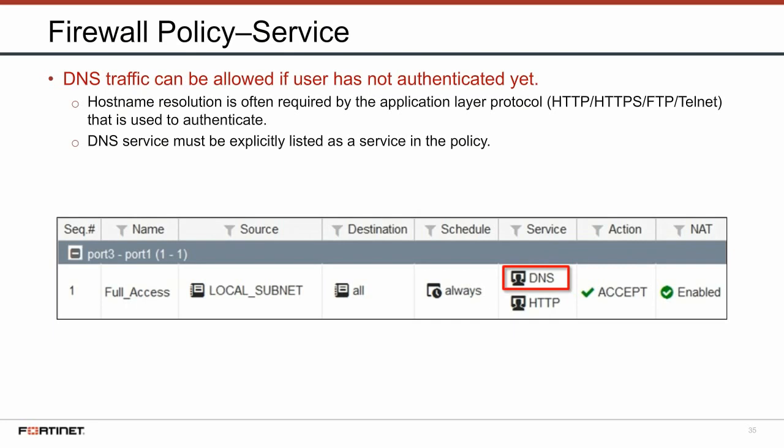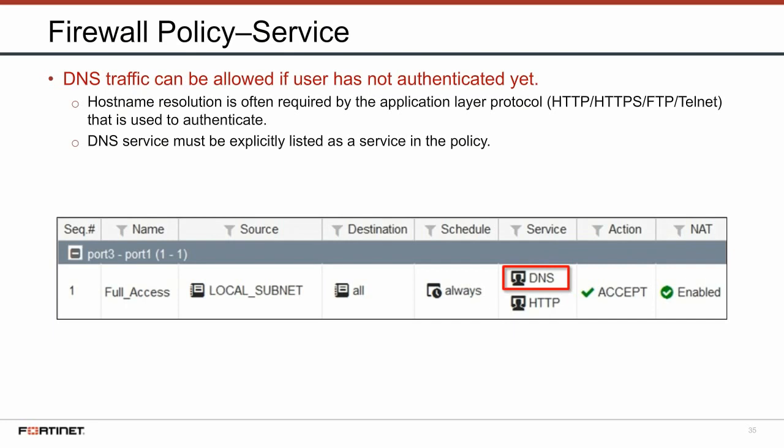DNS is allowed because it is a base protocol and will most likely be required to initially see proper authentication protocol traffic. Hostname resolution is almost always a requirement for any protocol. However, the DNS service must still be defined in the policy as allowed in order for it to pass. In the example shown on this slide, policy sequence 1, full_access, allows users to use external DNS servers in order to resolve hostnames prior to successful authentication.